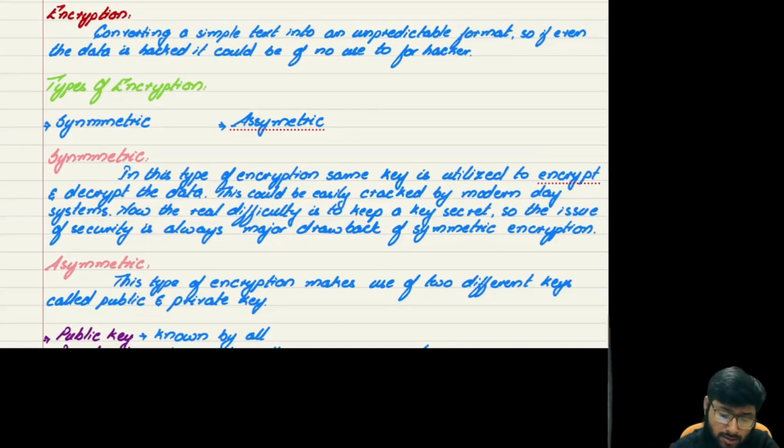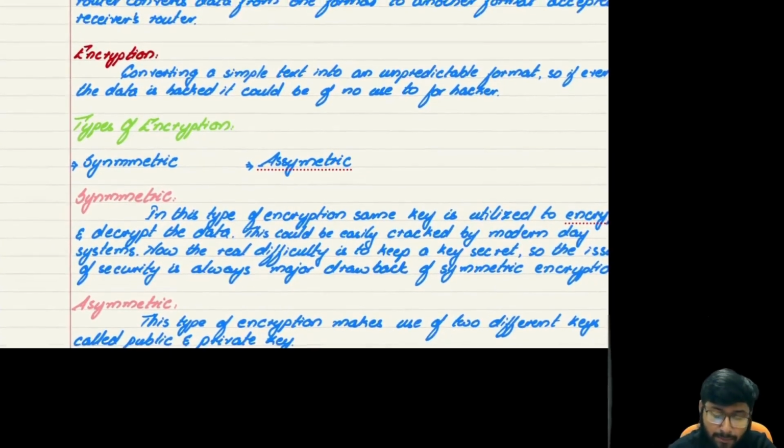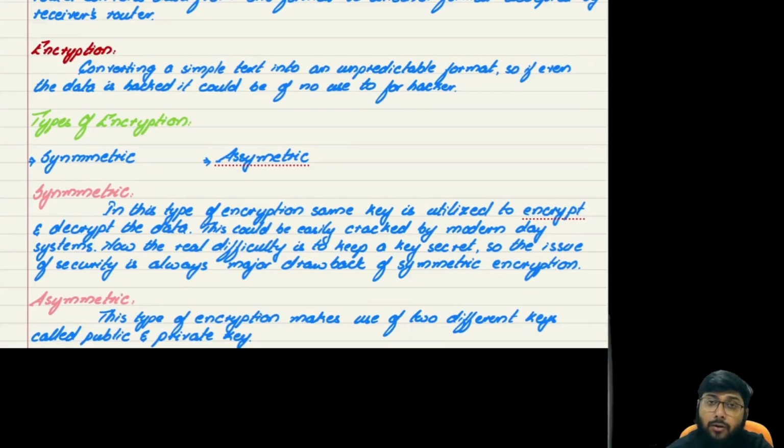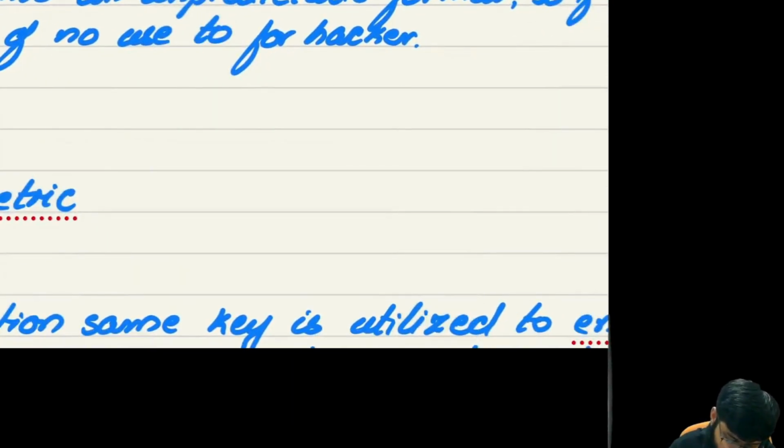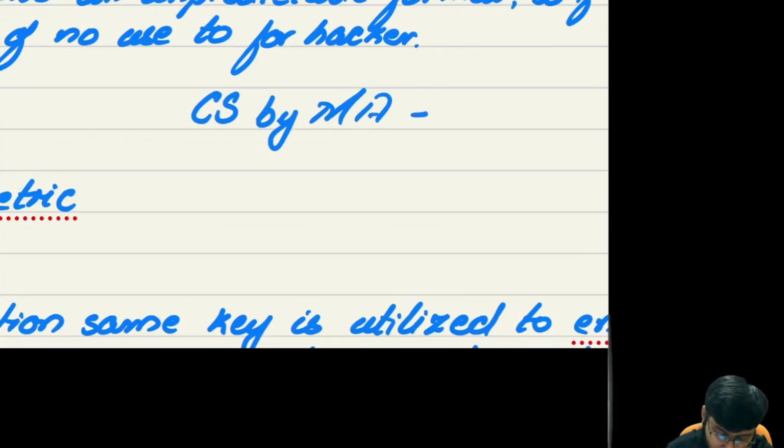But just to secure your data from hacking, what you actually need to do is encrypt your data. Encrypting means that you are going to convert your data into an undesirable format. For example, my plain text, or the data that I need to transmit, is CS by MA. That means CS by Madan. That is my plain text.